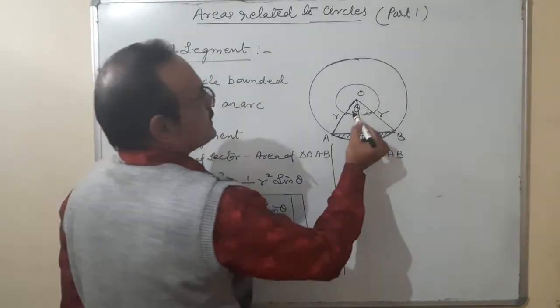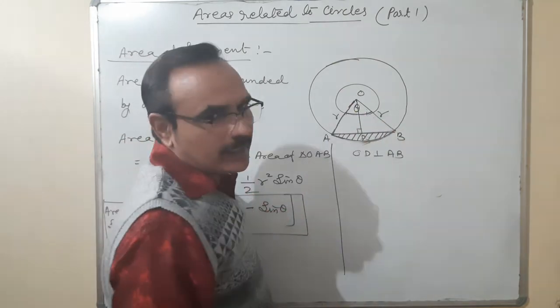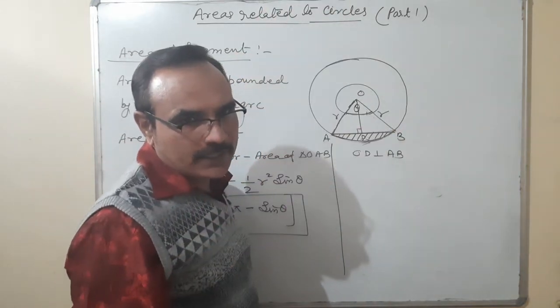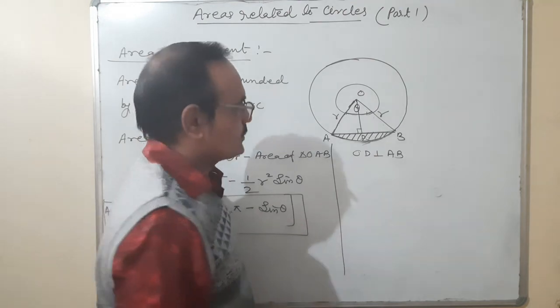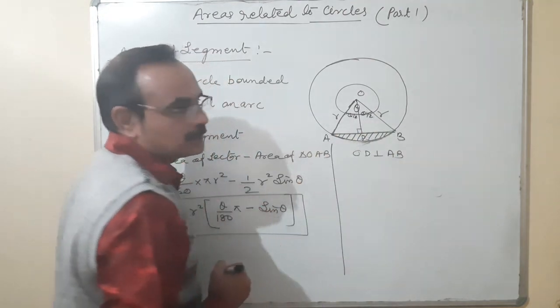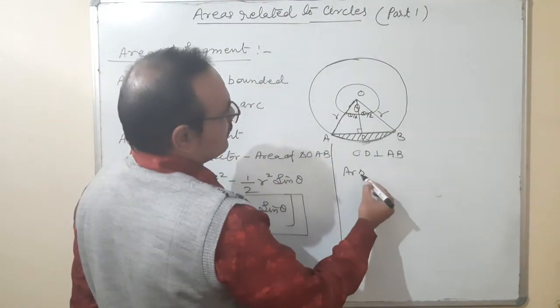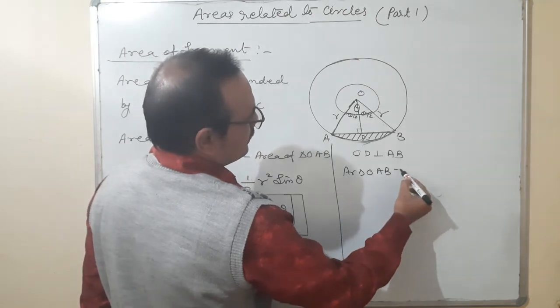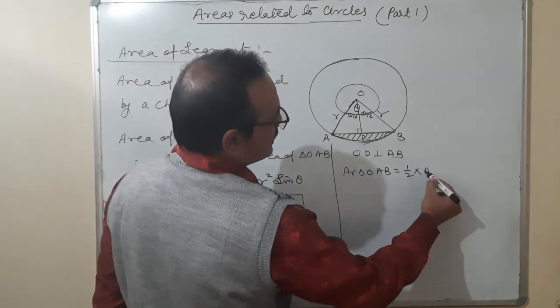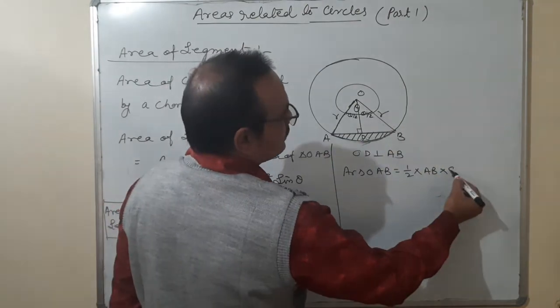This complete angle is theta, and because it is an isosceles triangle, whatever the perpendicular is there, that would be the angle bisector also. So that is theta by 2, and this portion is also theta by 2. Area of triangle OAB is equal to half into base into height. This is a formula. Half into base into height is OD.